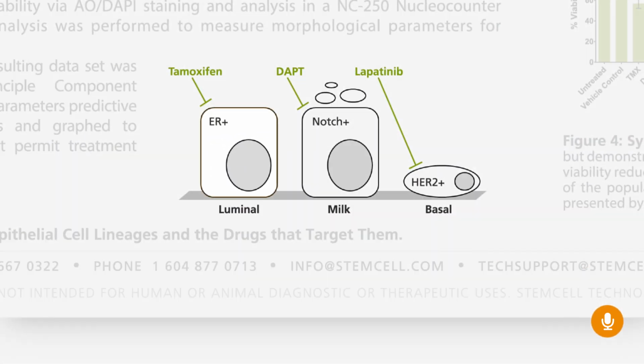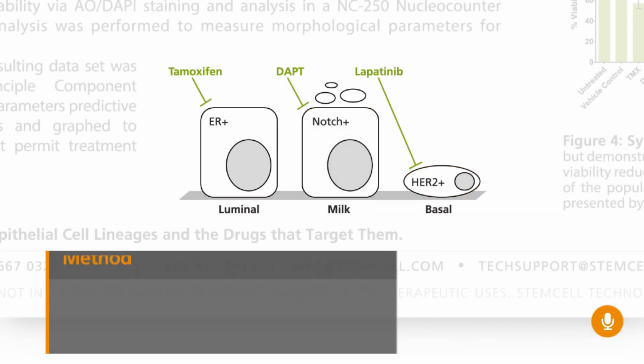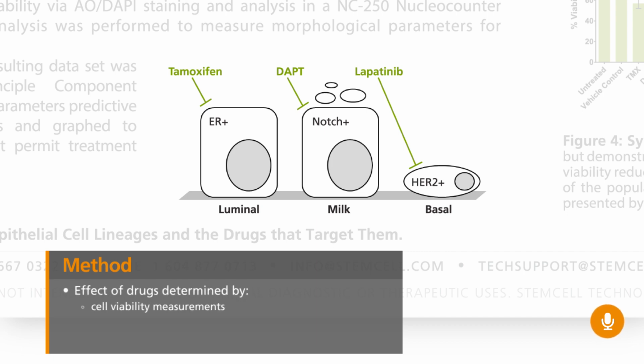The drugs used in this experiment were chosen to target each of the 3 cell types present in breast tissue, as it is not clear which of these cell types is reflected in the MCF7 breast cancer cell line. Specifically, tamoxifen is known to target the ER-positive luminal cell population, while DAPT and lapatinib target the milk and basal cell types, respectively. The effects of these drugs were initially determined through measurement of cell viability, and later by image-based assessment of spheroid morphology using ImageJ, an open-sourced and free image analysis software.